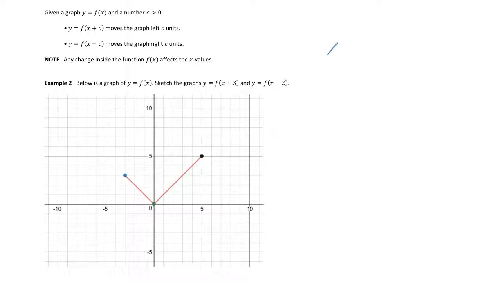So if I look at y is equal to f of x plus 3, you would think it goes right 3 places, but in fact it goes left 3. So let's sketch this entire graph. This point has an x value of negative 3. If we go 3 places to the left, it now is at negative 6.